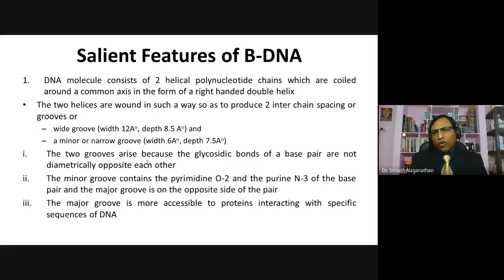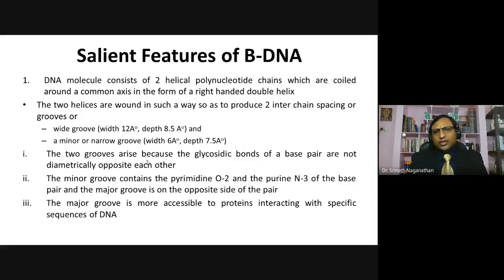The 2 helices are wound in such a way as to produce 2 interchanging grooves. Once this is being rotated, they form a groove. Inside the structure, from one direction, that is a 2D view, you can see the groove formation taking place. The major groove is a wide groove with a width of 12 Angstrom and 8.5 Angstrom of depth. And the minor groove is a narrow groove with a width of 6 Angstrom and a depth of 7.5 Angstrom.